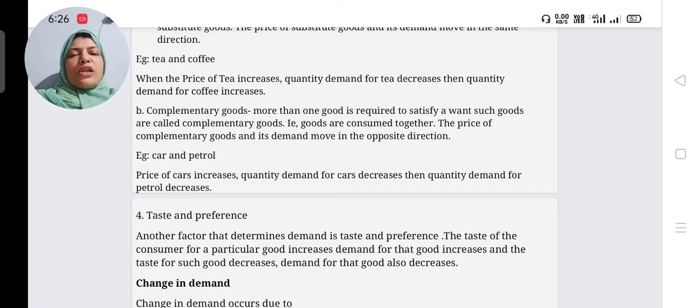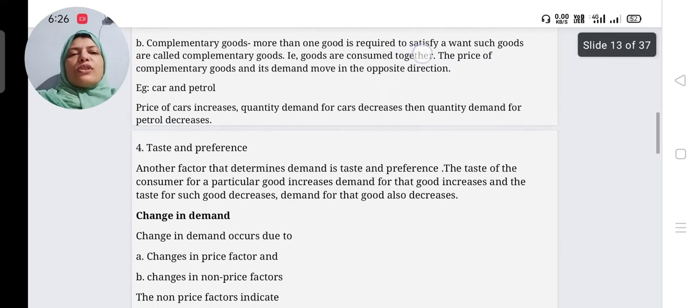For example, car and petrol. When prices of the car increase, quantity demanded for car decreases, and for petrol also decreases. When price of petrol is very high, we will not use bike and car. So both goods are essential for our wants. Those goods are called complementary goods.